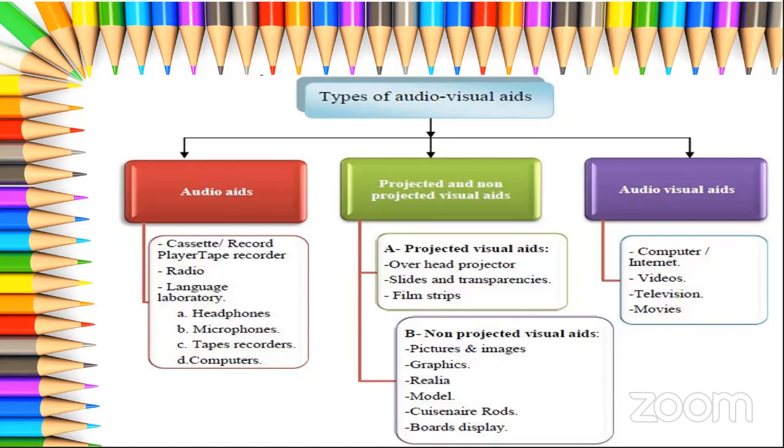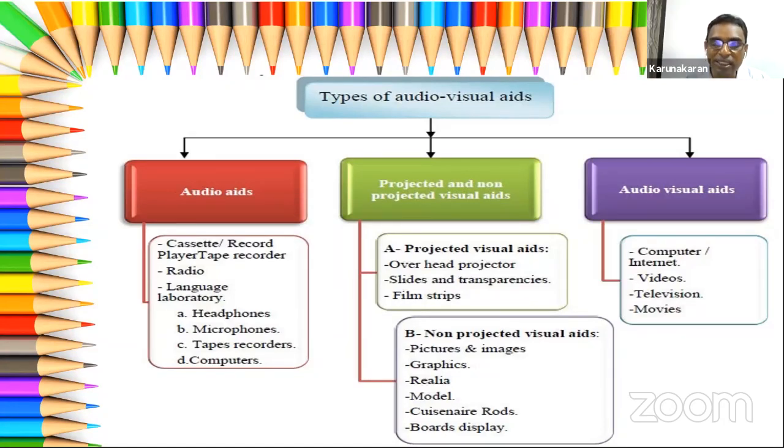See, visual aids can be classified into two: projected visual aids and non-projected visual aids. Projected visual aids: overhead projector, slides and transparencies, film strips, right? And non-projected visual aids: pictures and images, graphics, realia, models, boards, display. So the overhead projector is an example of a projected visual aid, and pictures and images are examples of non-projected visual aids.